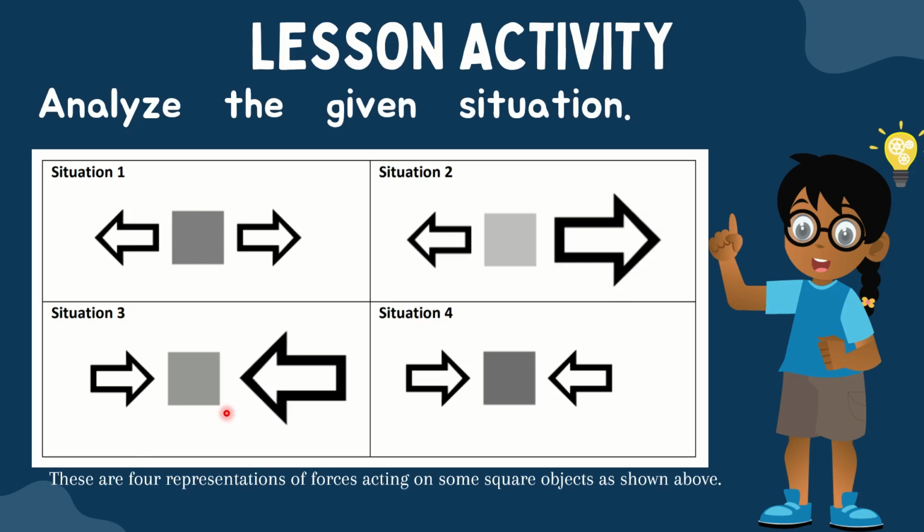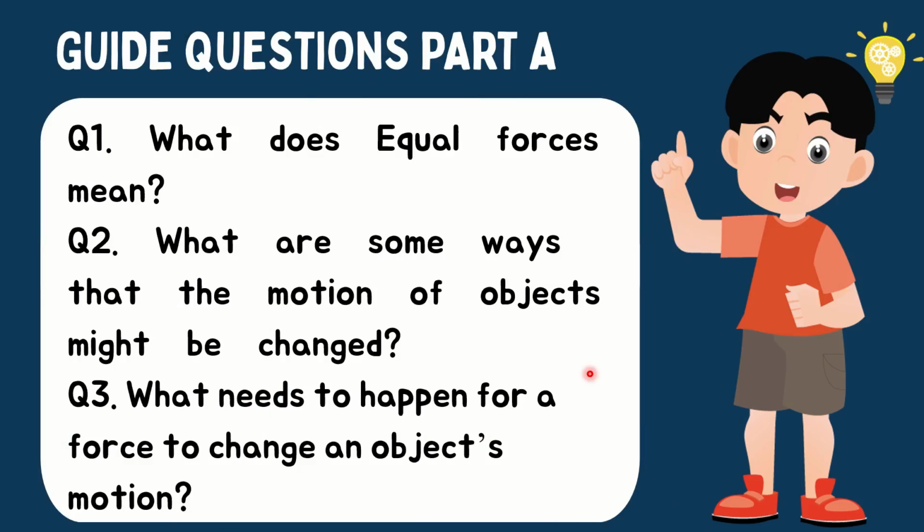We have here situation 3, wherein the arrow on the right side is larger, meaning to say it has greater force. And again, we have here situation number 4. We have the same arrow that represents balanced forces. Now, class, answer this guide questions part A on a piece of paper. Pause this video and answer these 3 questions.